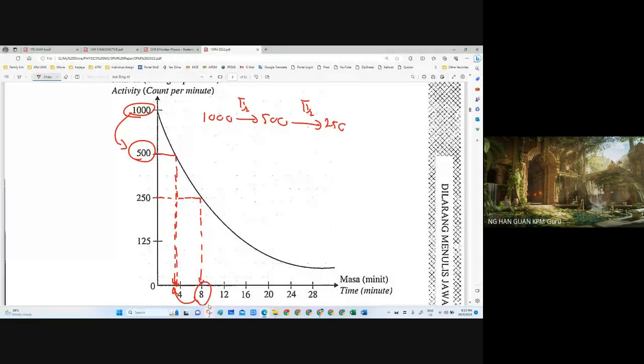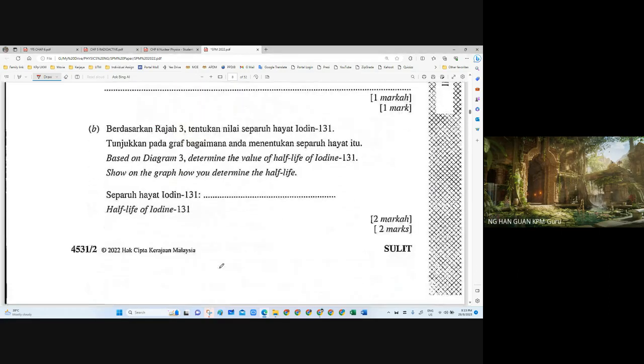So based on this, you get this result. Get the reading here based on this. Then you just write the answer. All right. So if you want to use 500 to 250 minus the 2 results to get the half-life, that also can, as long as you show clearly your working steps.